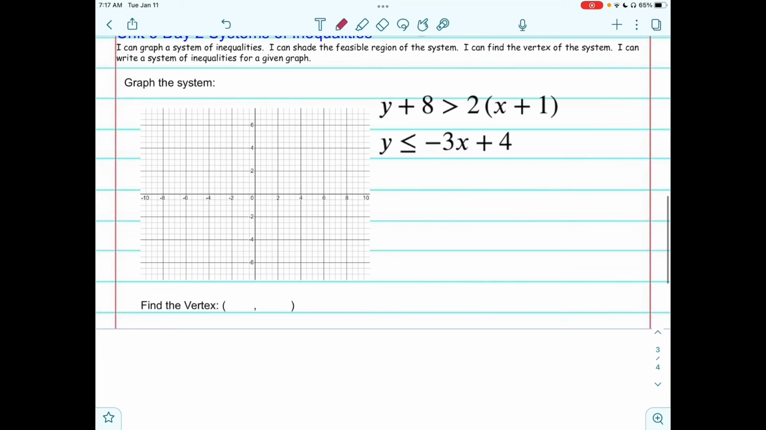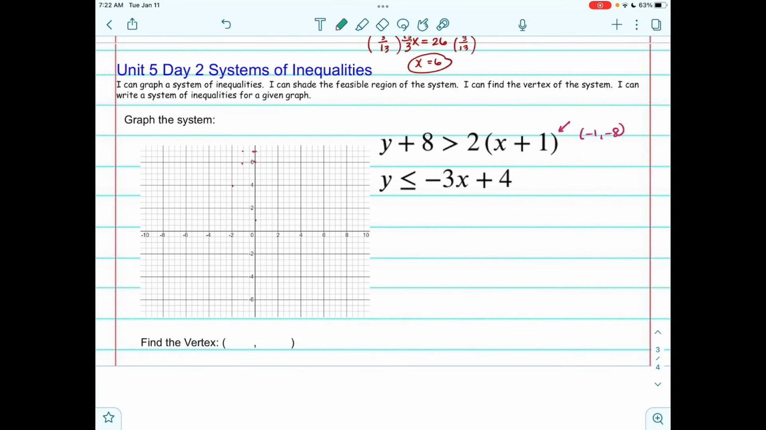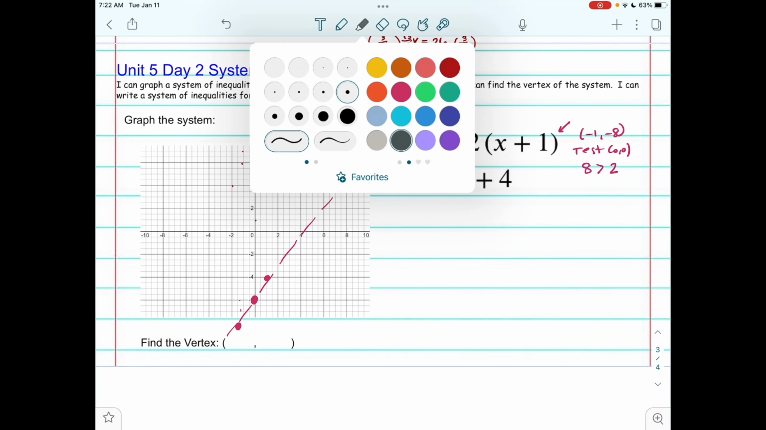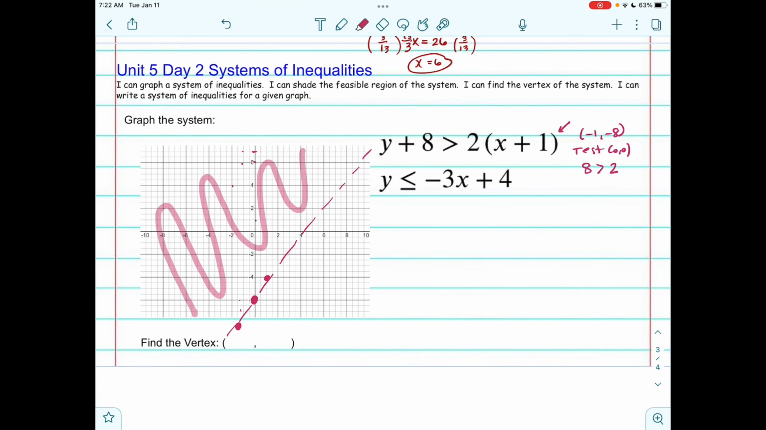Remember to go back and pause it. Okay, I made a mistake last time, but I figured it out, and so I'm ready to graph this again. -1, -8 is down here, and then I can go up 2 and over 1, and up 2 and over 1. And then when I test 0, 0, I get 8 is greater than 2, which is true. So I'm going to shade up here.